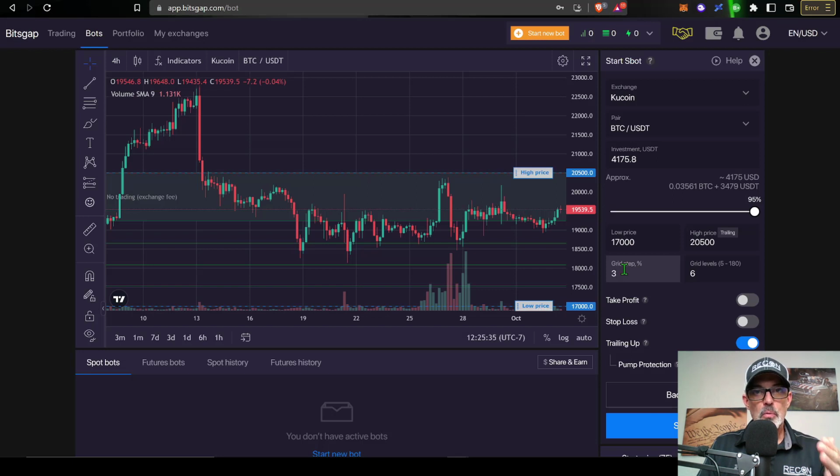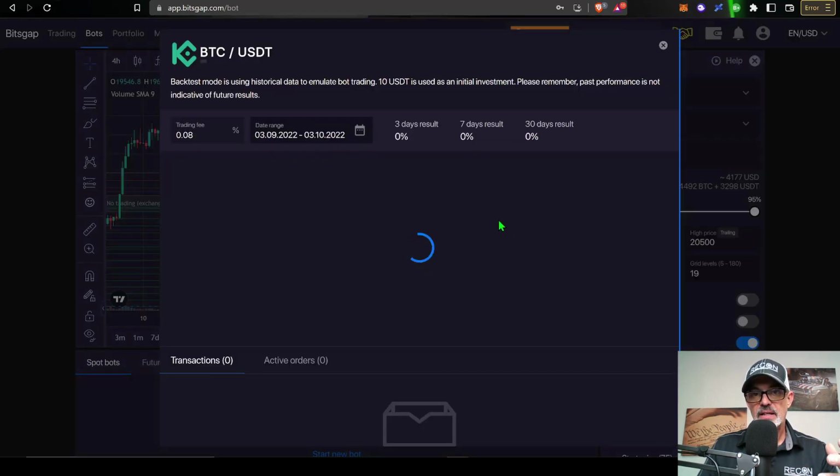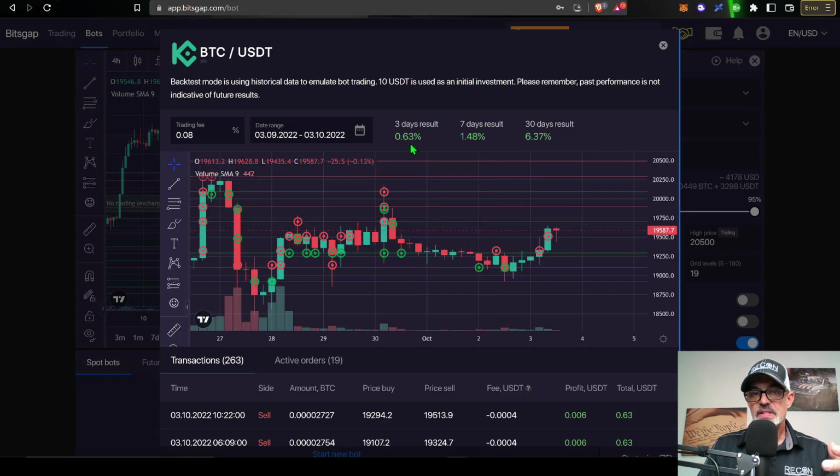And so part of the reason why the higher grid step is not performing is you see this big gap here in between the grid levels, and that is a no trading space in order to cover the exchange fee that Bitsgap has built in, because they do take your exchange fee into consideration. So with this bigger grid step, you need a lot more volatility out of Bitcoin's price in order to capture profit. So I will go ahead and knock this back down to 1%, as that did produce the best backtest result of 0.63% over a 3-day period. Over a 30-day period, we're only looking at 6.37%.